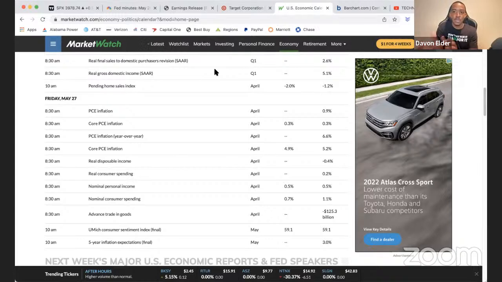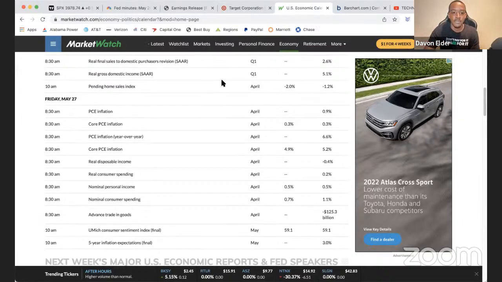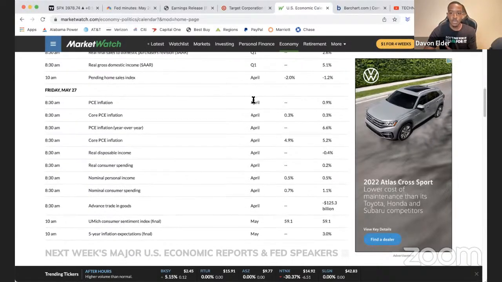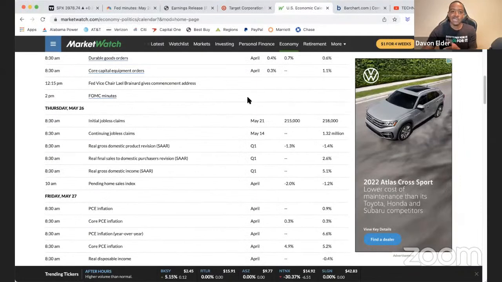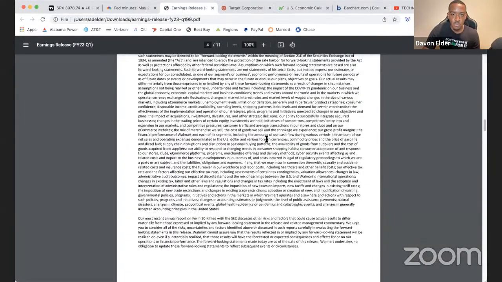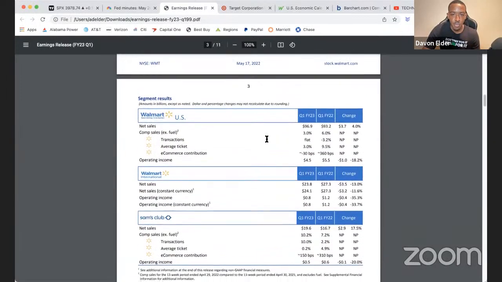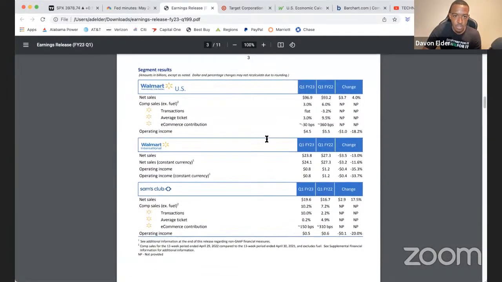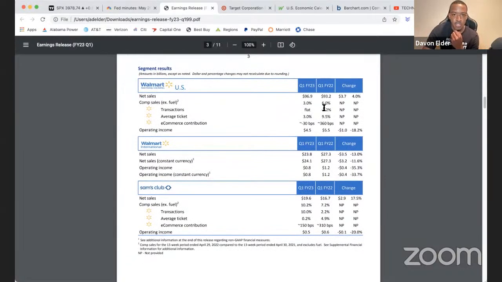So we're going to look at Walmart earnings, and we're going to look at Target earnings, and we're going to look at these things. And this is going to give us pretty much a leg to say that, hey, inflation may not be as bad as what we say it is. So let's look at Walmart's earnings report. Okay. So we're going to focus on segment results, and we're going to focus on what happened in the United States.